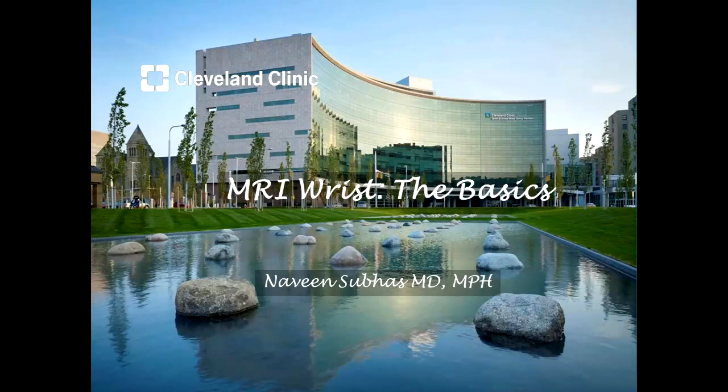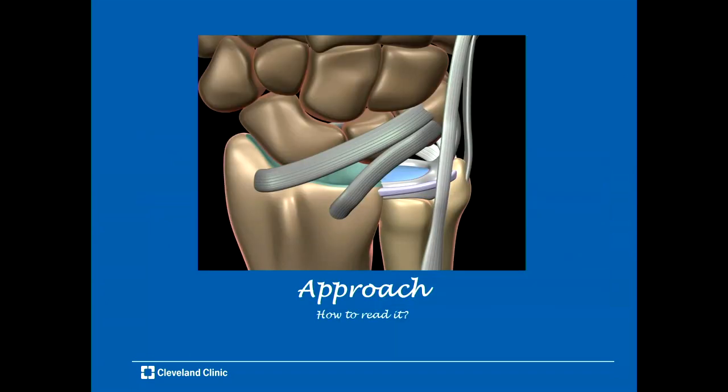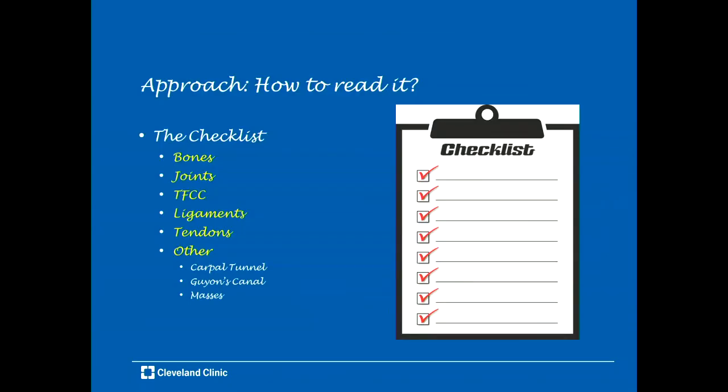MRI of the wrist, the basics. So in this talk, I'll be discussing how to approach reading a wrist MRI and also what to look for in terms of pathology and common normal variants of anatomy that can be confusing for pathology. So first, we're going to discuss how to approach reading a wrist MRI.